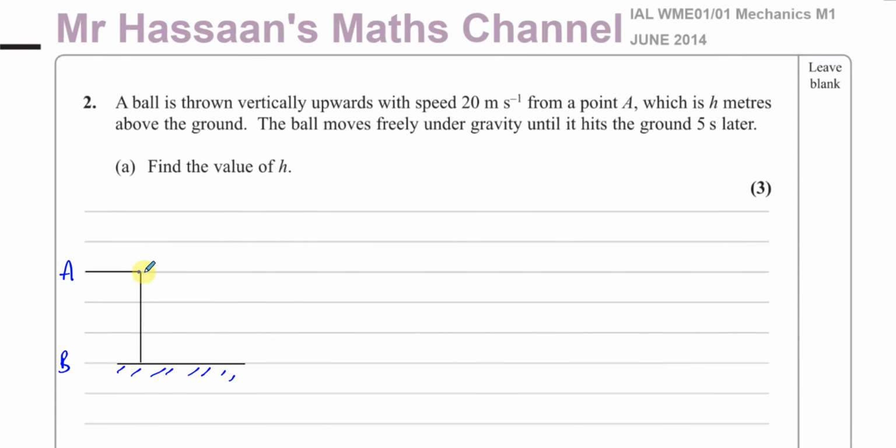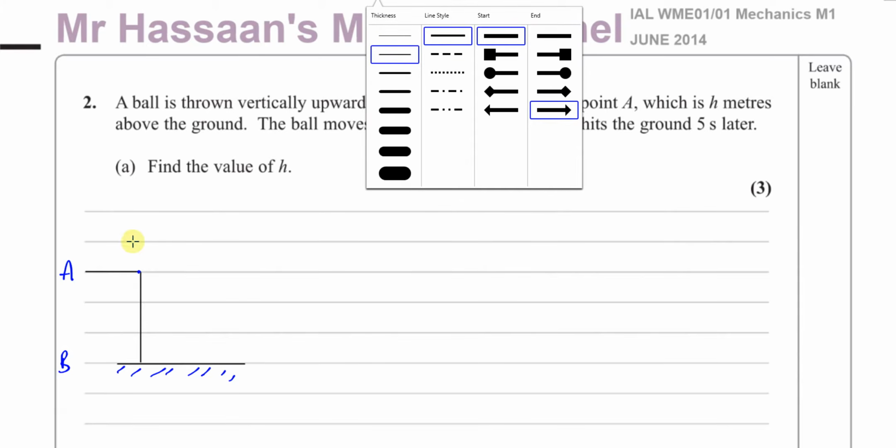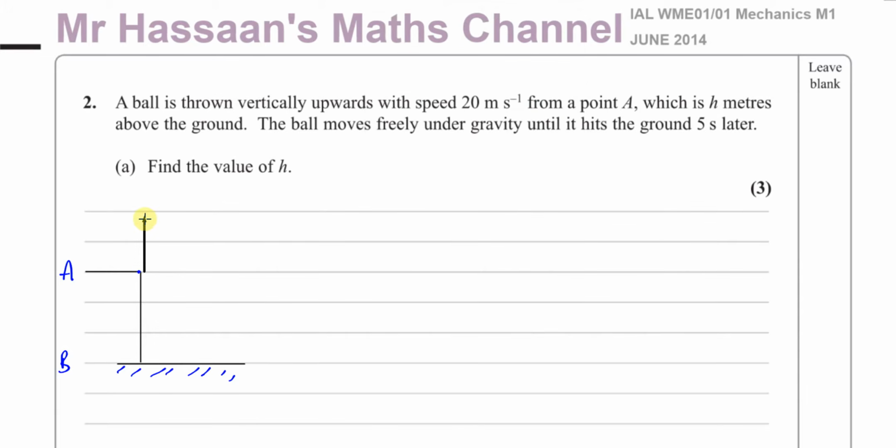So the ball is projected from A upwards. It's thrown vertically upwards, and then it drops down until it hits the ground 5 seconds later. Of course, when it's thrown vertically upwards, it will reach a maximum height where the velocity becomes 0, then it will fall down until it hits the ground.